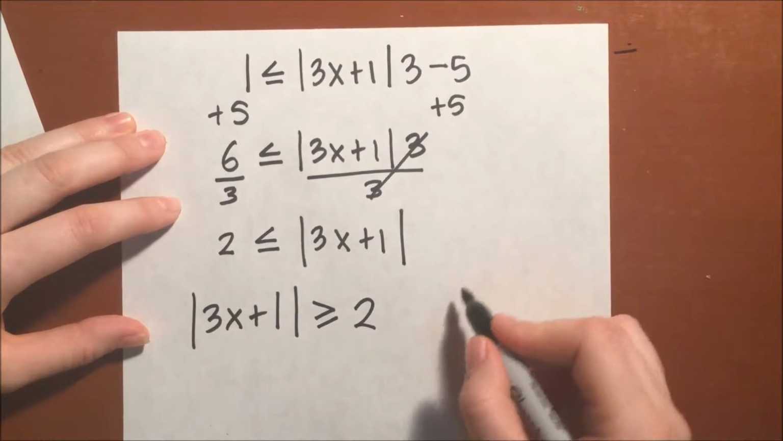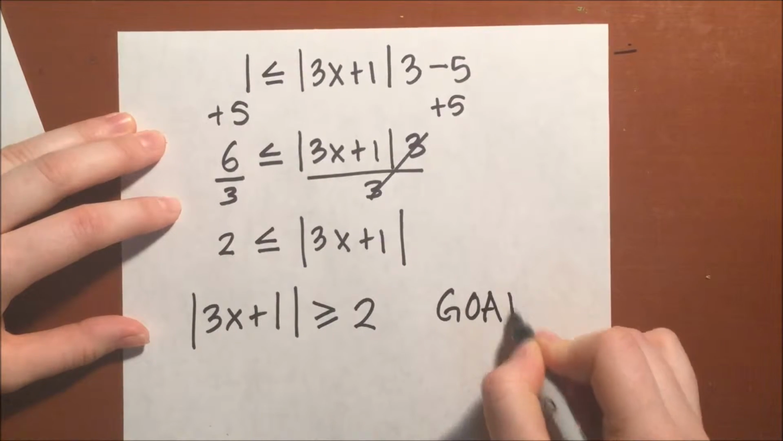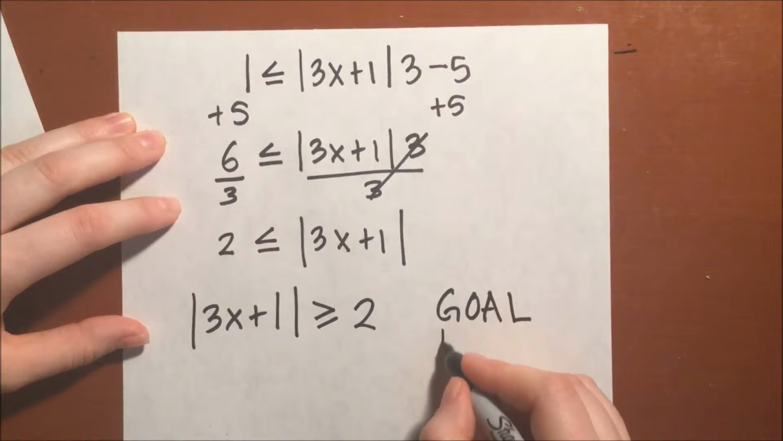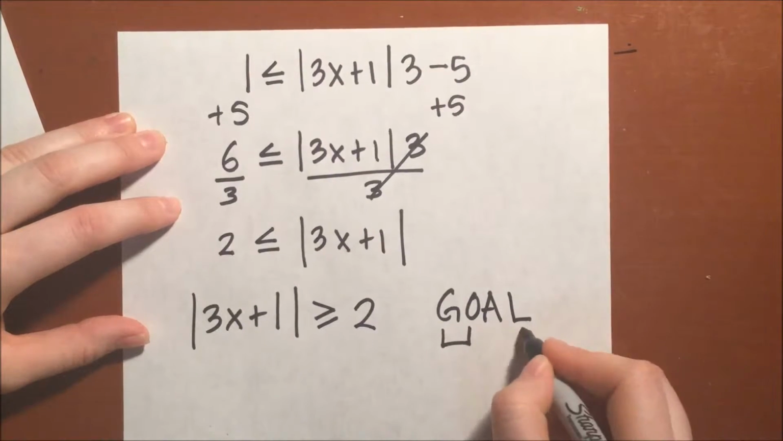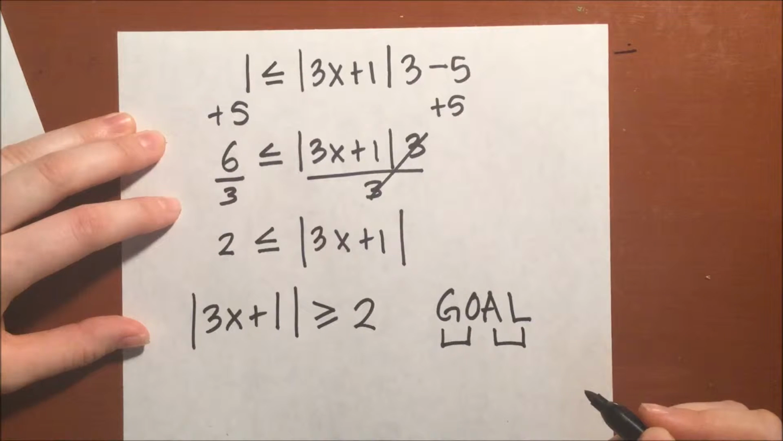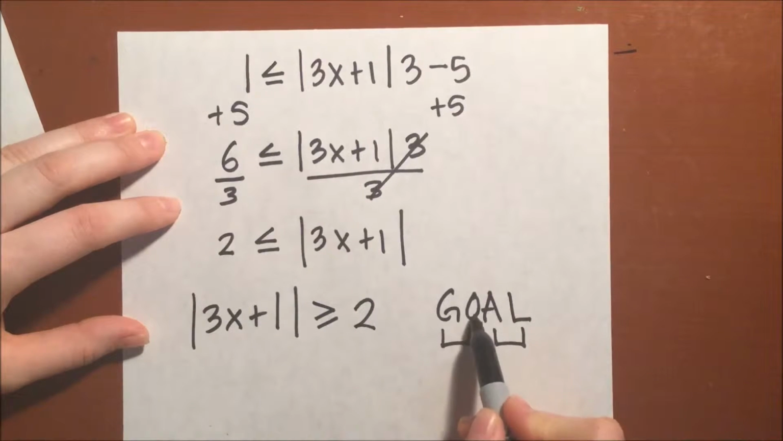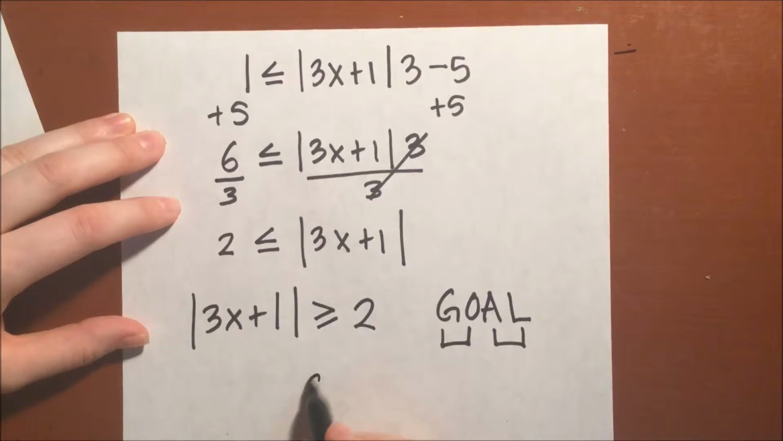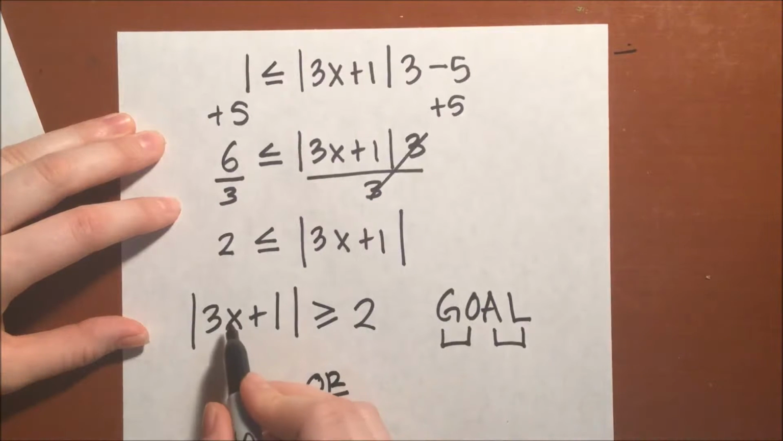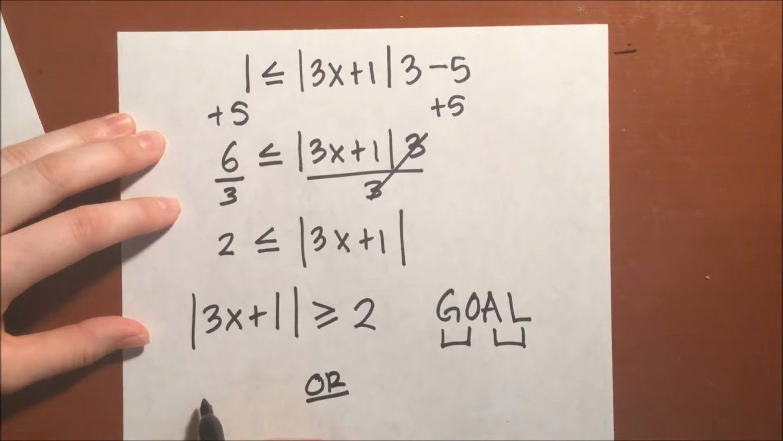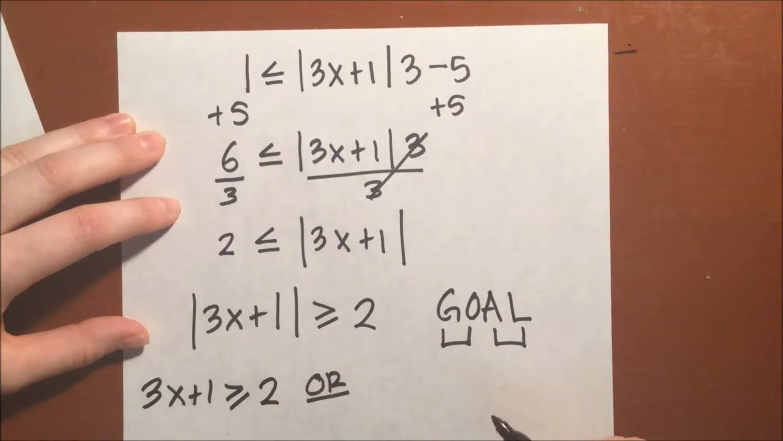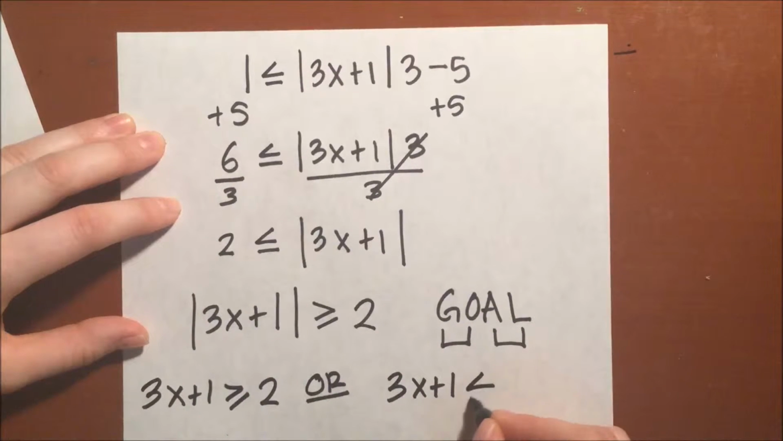And I'm going to use my little way to remember things, GOAL. GOAL tells me if it's greater than, I'm going to use or, and if it's less than, I'm going to use and. Now in this case, I have my absolute value is greater than 2. So I know I'm going to use the or statement. So I'm going to write or first, and then I'm just going to copy this directly down here without the absolute value signs. And I have 3x plus 1 is greater than or equal to 2. Now when I recopy it, I'm going to switch the inequality sign and negate the number.